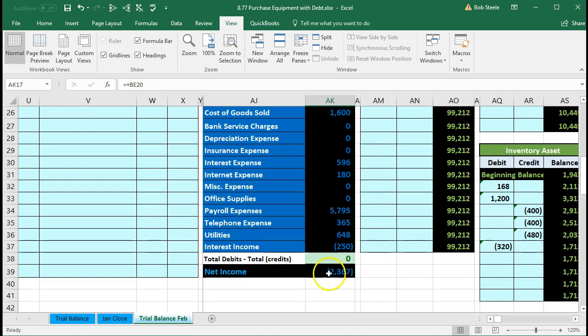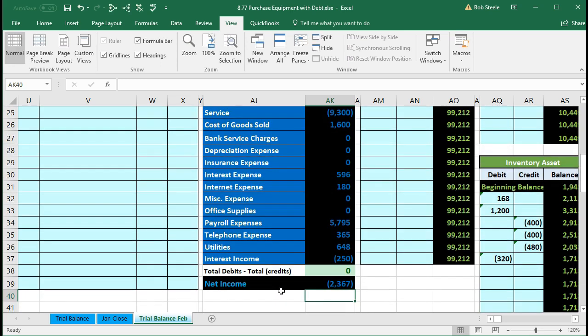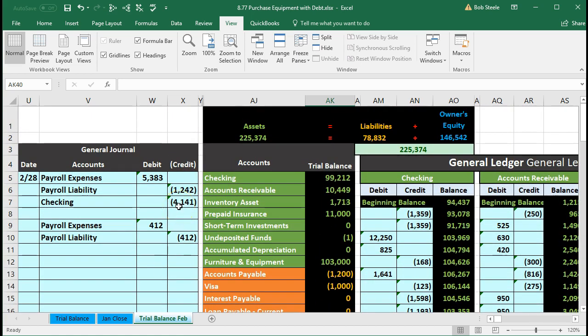Scrolling back down, we are in balance, debits equaling the credits. We have net income of 2,367. That is credits minus the debits, credits winning, revenue winning over the expenses by net income of 2,367. Okay, so let's unfreeze the panes. Let's take a look at the financial statements. We're going to point some of these numbers to the financial statements, see if it has been updated automatically as it would in accounting software.